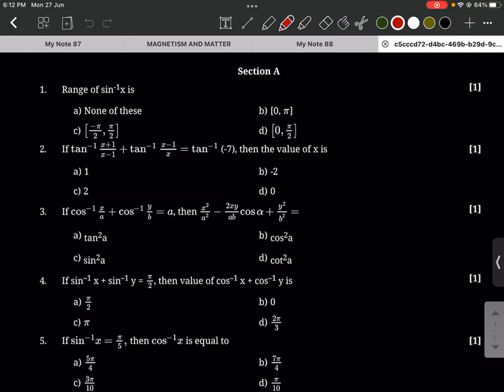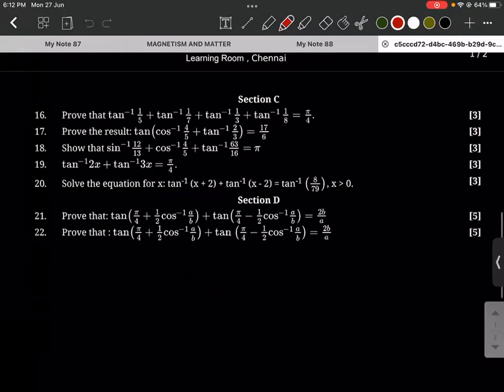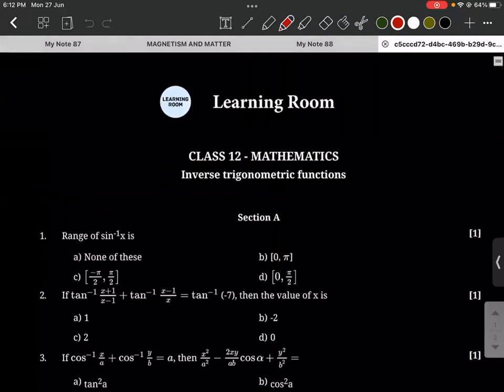So I gave this assignment the other day. How many questions are there? 22. No, we can easily solve it now itself. Shall we try them? So first, what is the range of sine inverse x? Minus pi by 2 to pi by 2. What is the domain of sine inverse x? Minus 1 to 1, closed bracket.